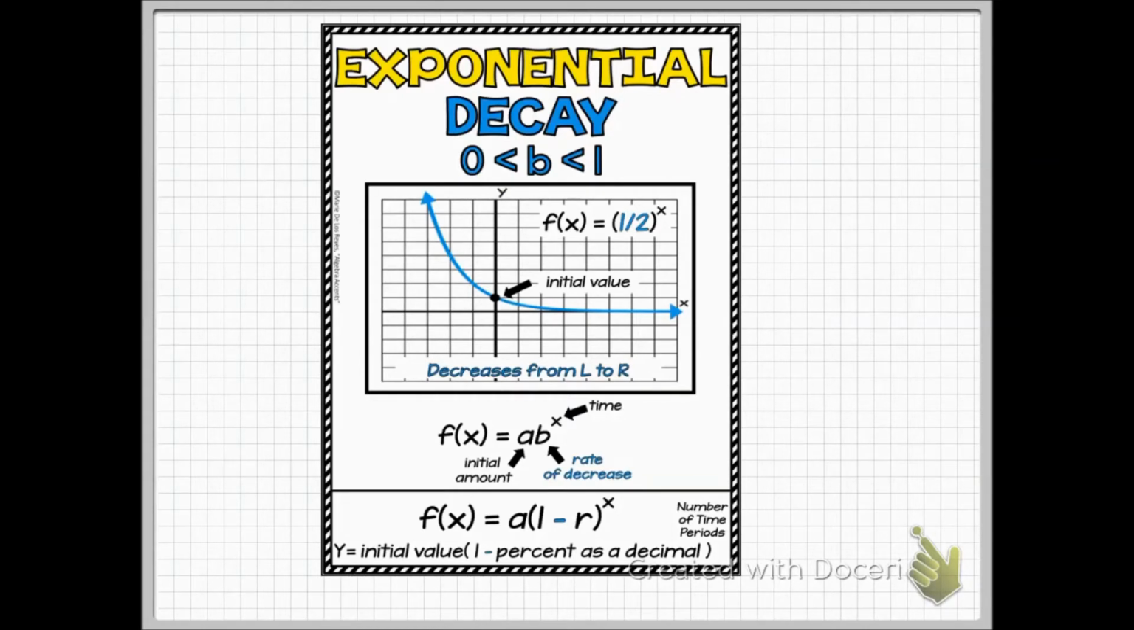So if it's 25%, you have to change it to 0.25. If it's 55%, it would be 0.55. And then x is the number of time periods that have passed. So let's use this formula for our next example.